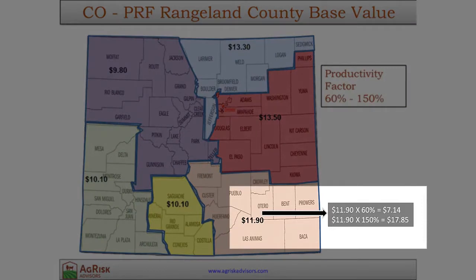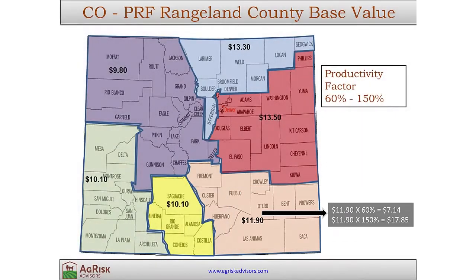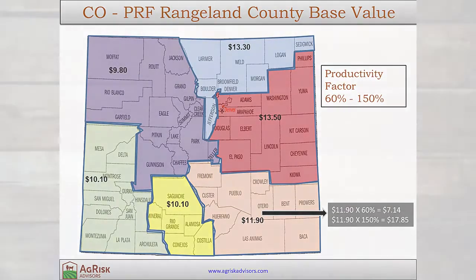For example, the grazing land base value for Otero County, Colorado is $11.90 per acre. You have the option to discount it to $7.14 per acre or increase it to $17.85 per acre. The more coverage per acre, the higher your premium and vice versa.